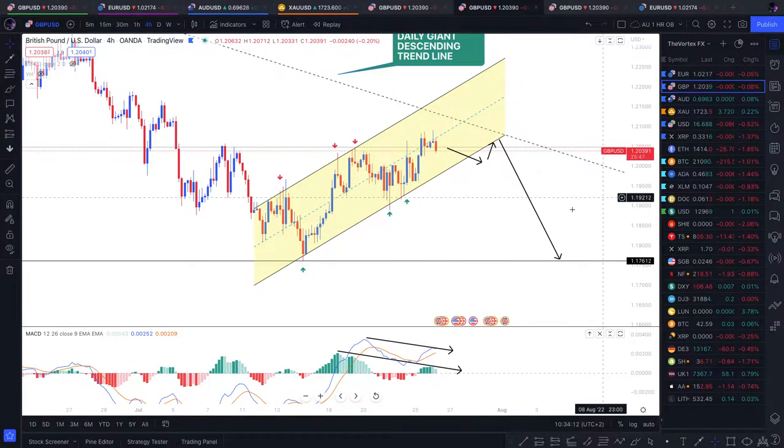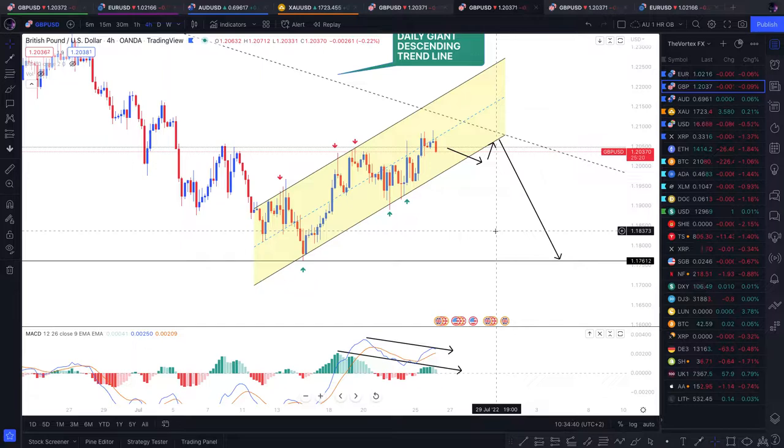So what I would be waiting for is a break of this channel, a break and close below the bottom of this channel. Once I see that, I would then be waiting for a retest to come back up to the bottom of this channel, and then that is where I would enter a short position with my targets being below, around the 1.176 price point. Okay, now remember, this is the 4-hour time frame.